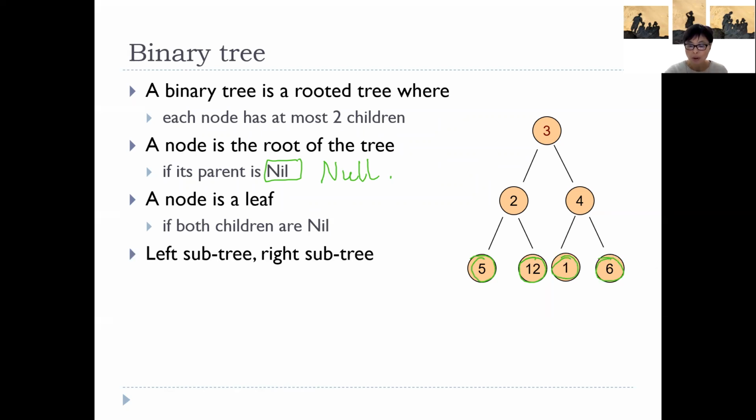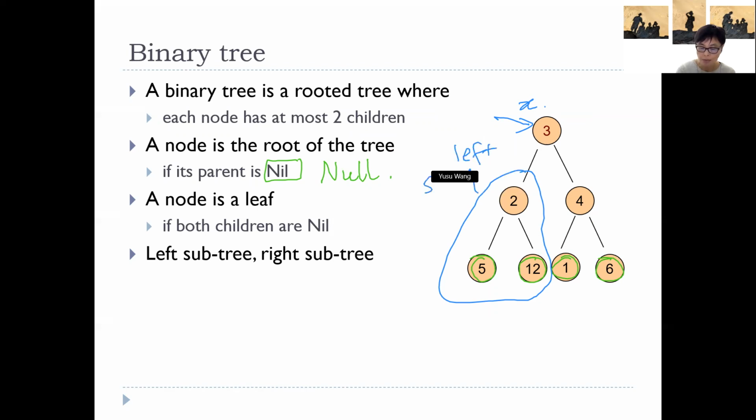In general, we also talk about the left subtree and the right subtree. For example, if we consider the node X as the root, the left subtree is the subtree rooted at its left child. So this is the left subtree of X. The right subtree of X is the subtree rooted at its right child. This is the terminology we're going to use.